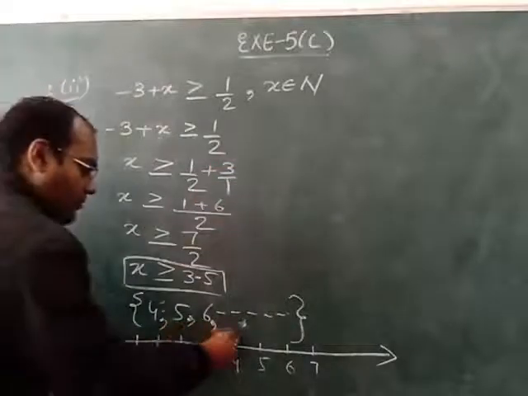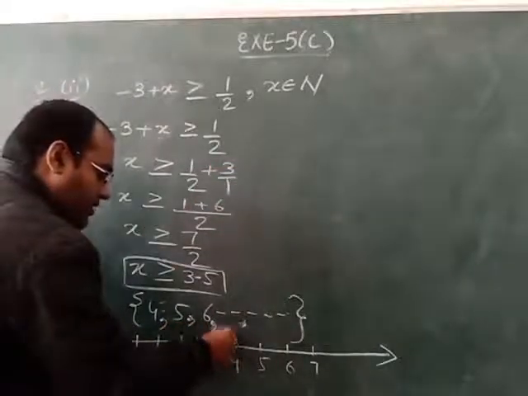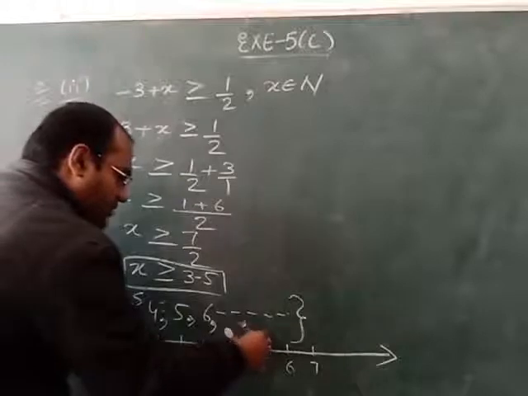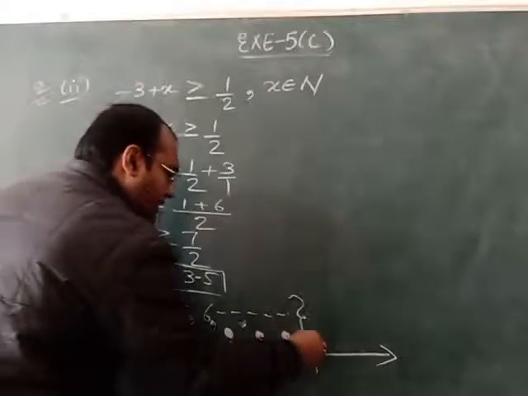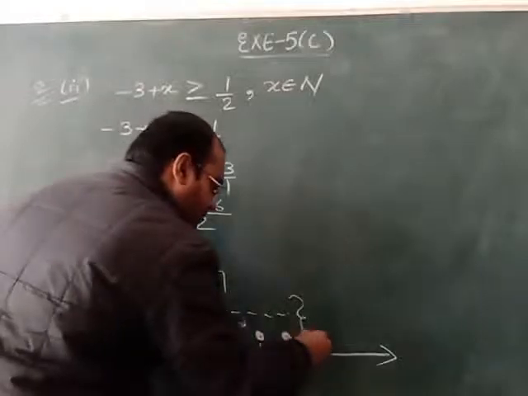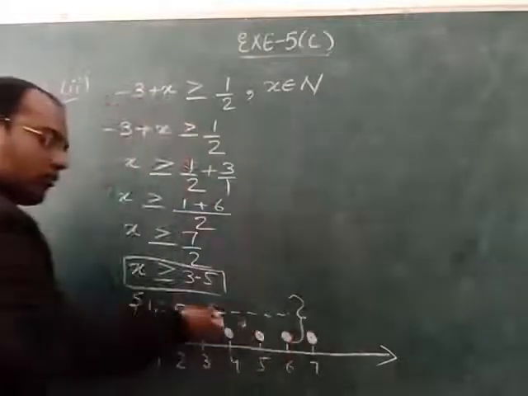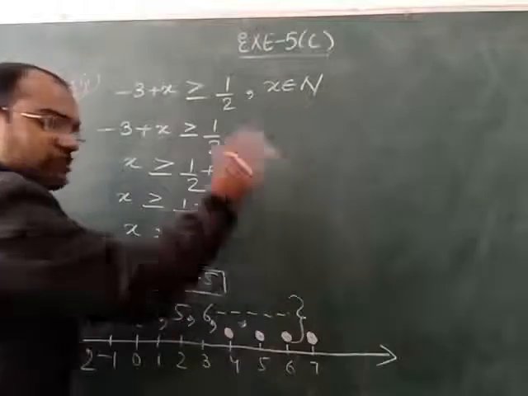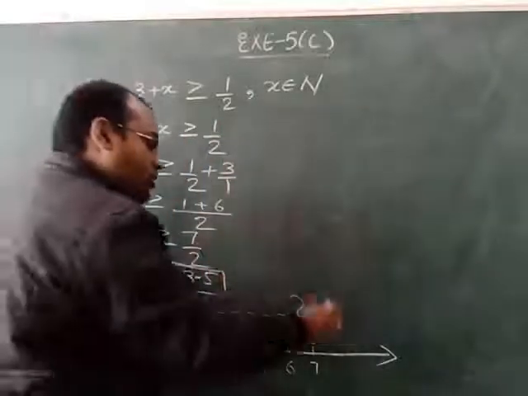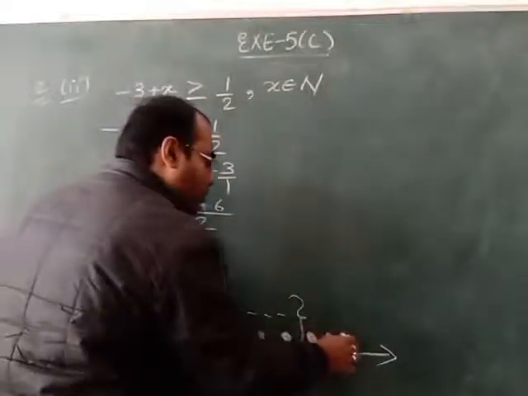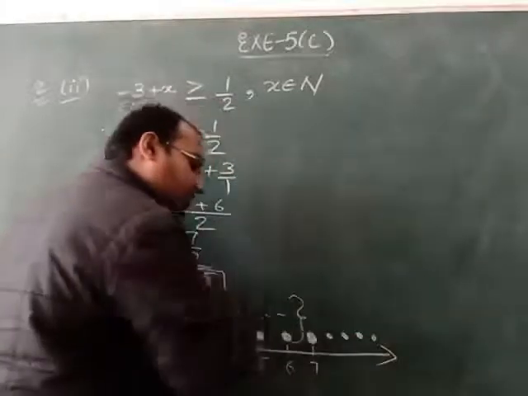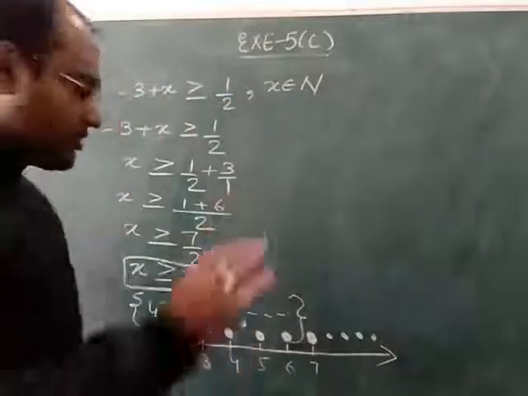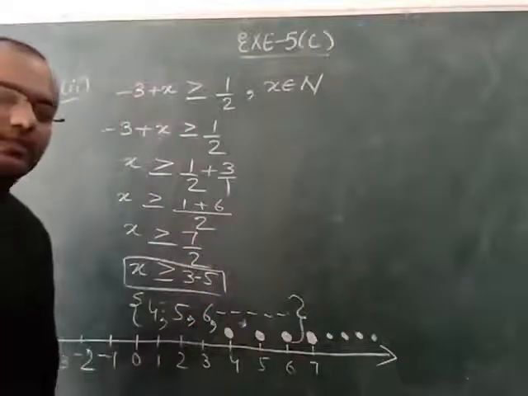So on 4 we will put one colored circle, 5 also, 6 also, 7 also, and the answer is not over. In the answer so many natural numbers are there, so we will put dots, and so on. This means it goes on like this only. So this is the answer of second question, second part.